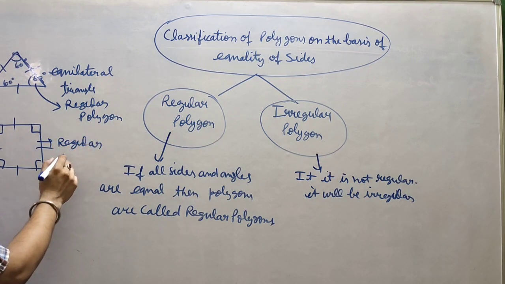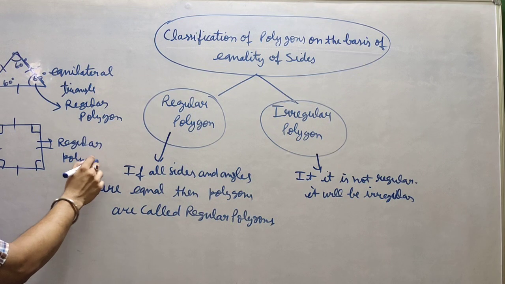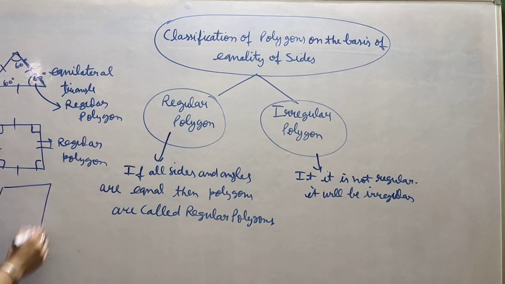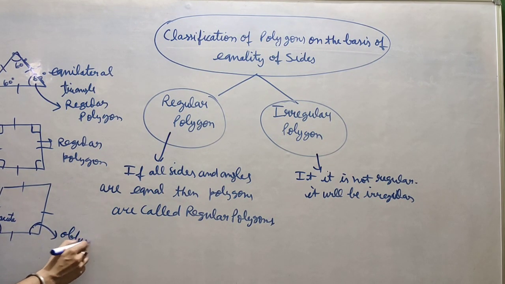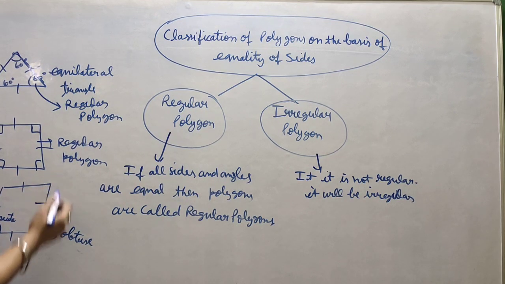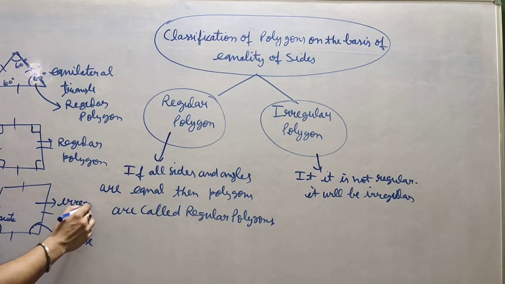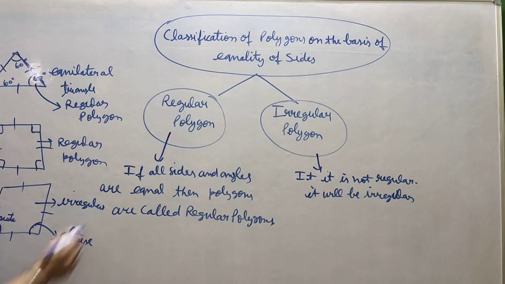Some students get confused with the rhombus also. They always say, sir, rhombus is also equal because all sides are equal. But student, keep one thing in your mind: this angle and this angle, this is an acute angle, and you can see this one is looking obtuse. So angles cannot be equal. So in this case, we cannot say that it is regular. It is always irregular, right?